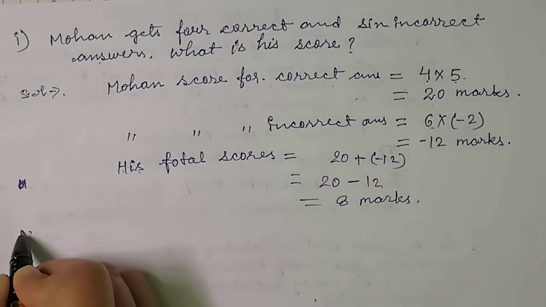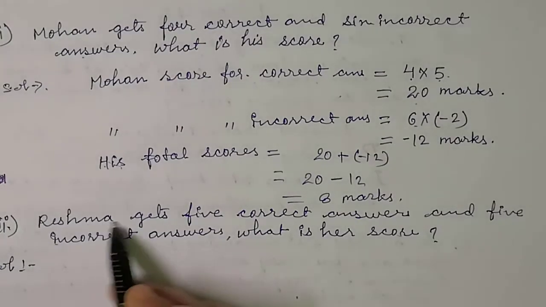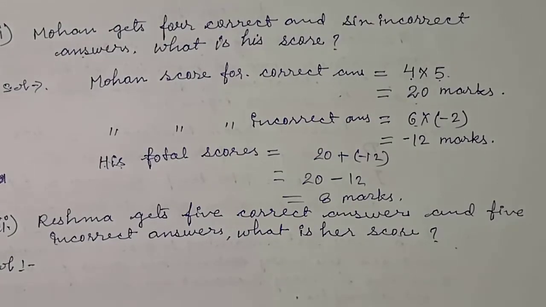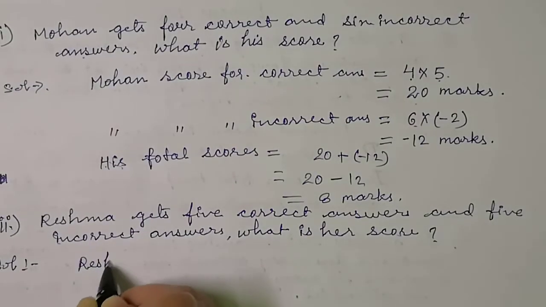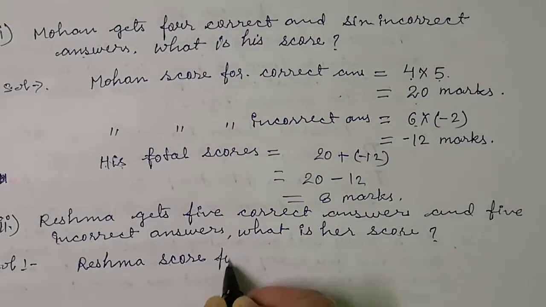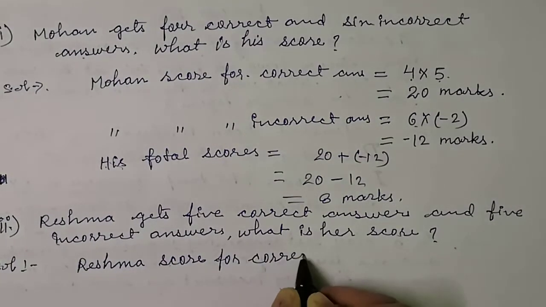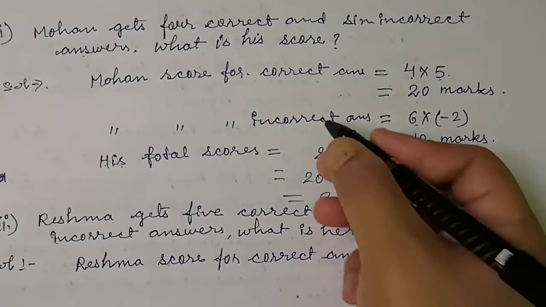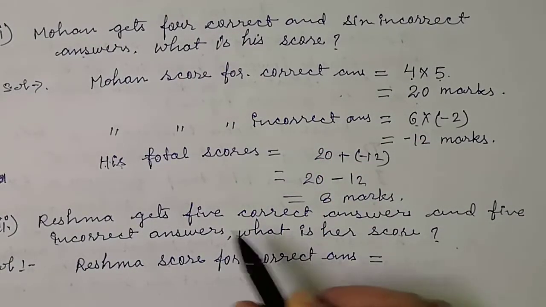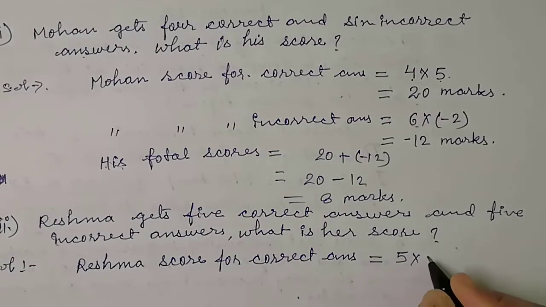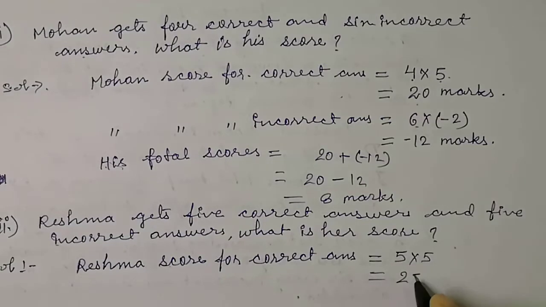Now see the second question. Reshma gets 5 correct answers and 5 incorrect answers. Then what is her score? Similarly, we will find this. Reshma's score for correct answers: we will solve as we solved here. How many answers has she given correct? 5. And we will multiply by the marks for each correct answer, that is also 5. Here we will get 25 marks.